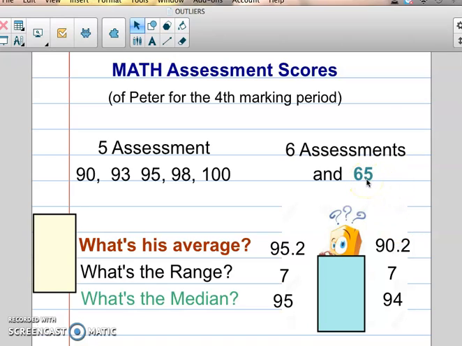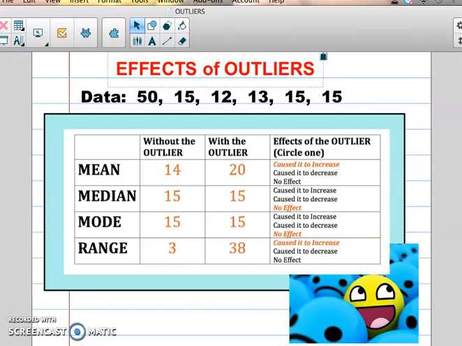Alright? So that's how it affects the data in a set. So think about that. If you have 3 tests, 100, 100, and all of a sudden you got 50, do you think your average for that test is 100? Of course not. It's going to bring you down. So that's how it affects.